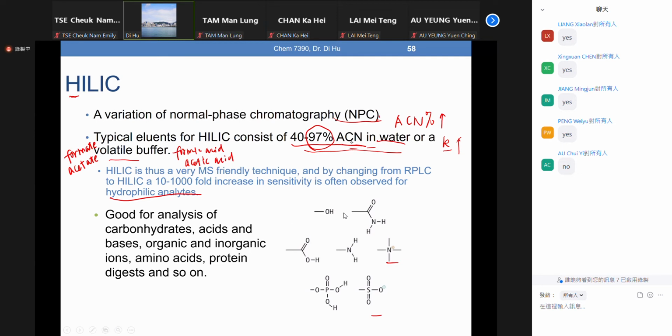So if we're using a higher fraction of ACN, there will be less elution strength, and then the retention actually increases. You will see that. That's why when we talk about the mobile phase, we also have solvent A and solvent B. Now the solvent A is different from the solvent A we talked about in reversed phase.